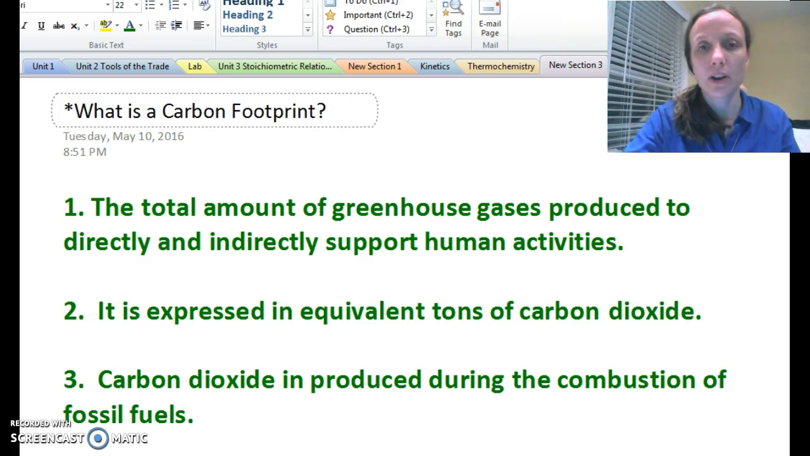So tonight we're going to talk about the carbon footprint. IB wants you to be able to know the definition of it, why it's important, and how to calculate it.